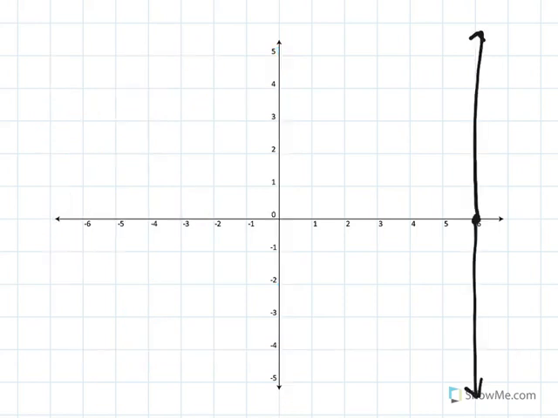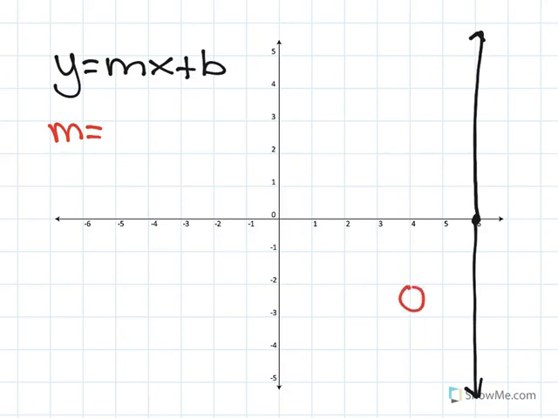Alright, last one here. y equals mx plus b. First thing we want to do is find our m. If I'm walking across this line, I am not running, I'm just going up. It's an undefined slope. We can't walk on that line.